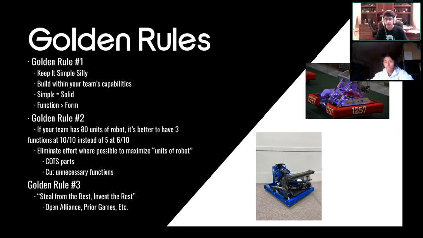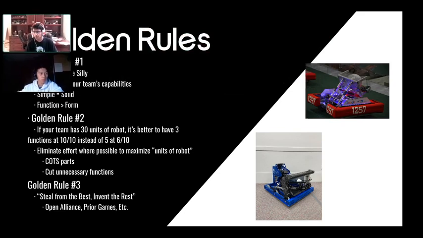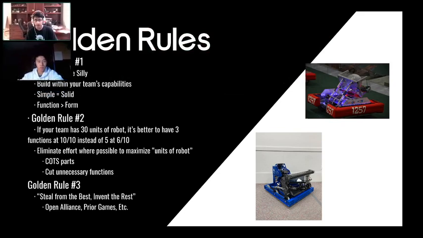And golden rule number 2 is that if your team has 30 units of robot, it's better to have 3 functions at 10 out of 10 instead of 5 at 6 out of 10. So, for example, Team 1257 in 2016. So the goal in this game was to shoot these gray balls into... Wait, here, let me see. Okay, that might be a bit cut off, so I'm going to move the video for a second.